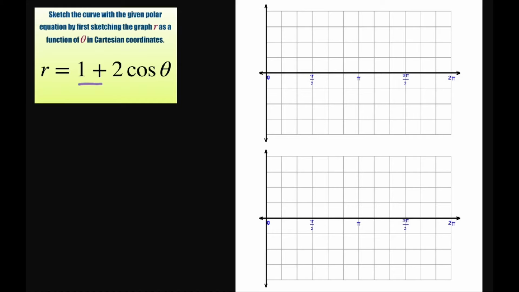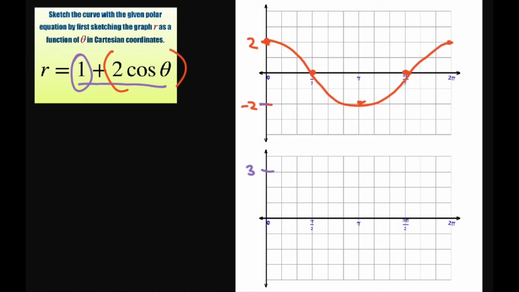So for this one, if I just graph this part first, this is an amplitude of 2, so I'll go here, negative 2 to 2, and cosine starts here. So if you graph this one, that's how that would be. Now, with a 1, that means we're shifting it up by 1. So we're going to go to 3, and this is going to get shifted up by negative 1. So you do the same thing, but you're just shifted up.